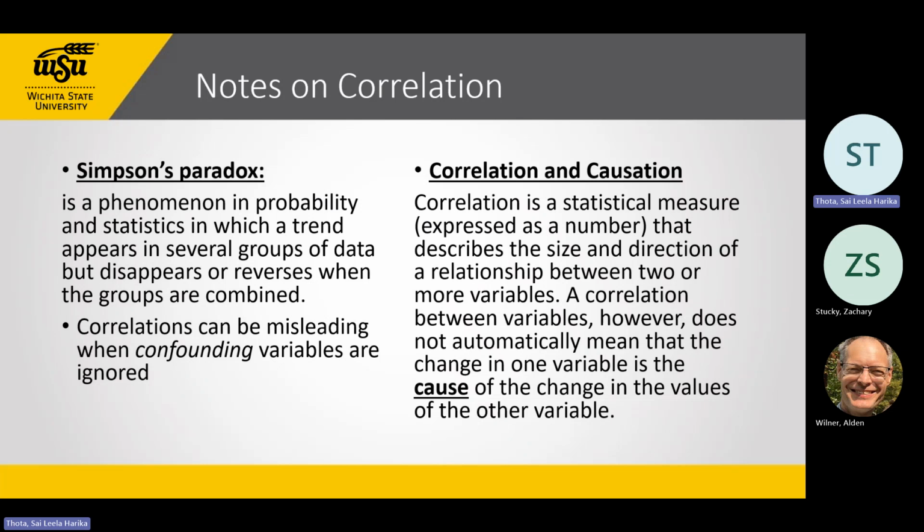And next, correlation and causation. In the previous class, I said that correlation doesn't mean causation. In correlation, we discuss how one variable is changing with respect to another variable, but it doesn't mean that one is causing the other. So correlation does not imply causation.